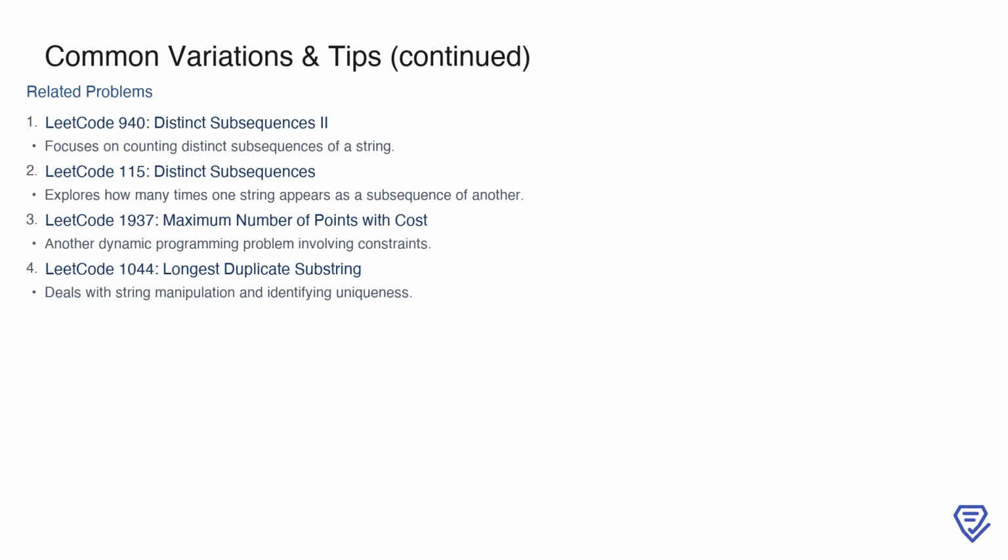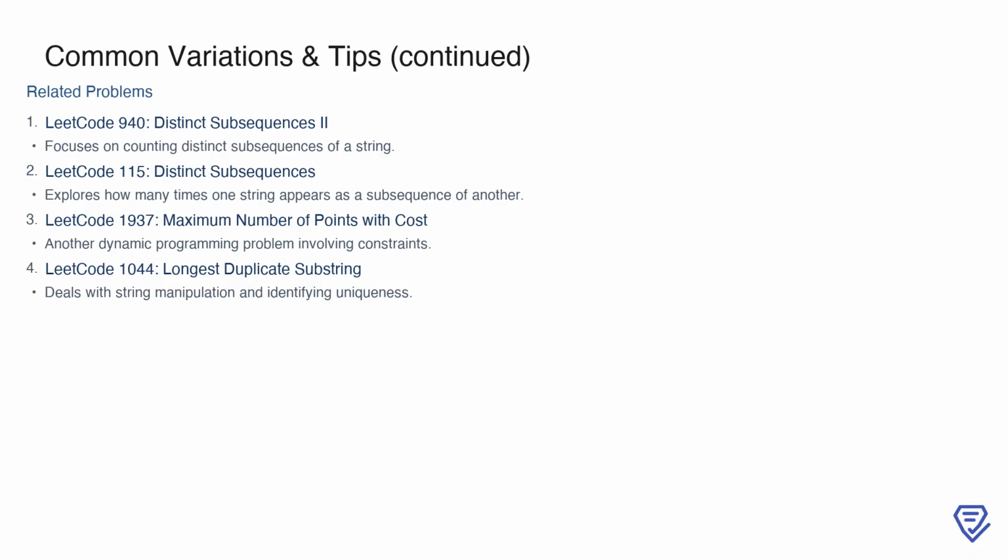If you're looking to strengthen your understanding of this problem, exploring related problems can be incredibly helpful. For instance, LeetCode 940, Distinct Subsequences II, focuses on counting distinct subsequences in a string, which directly complements the concepts here. Another problem, LeetCode 115, Distinct Subsequences, asks you to find how many times one string appears as a subsequence in another, reinforcing your ability to manage subsequences under different constraints.